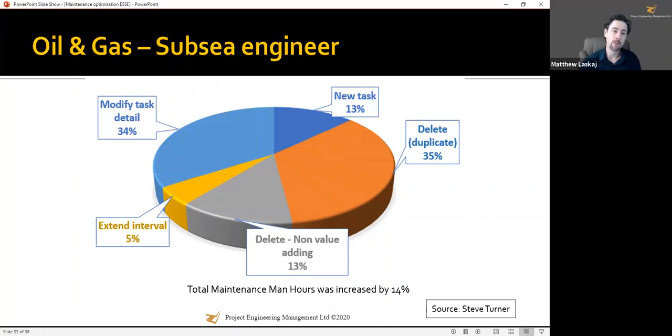34%, the detail was modified, and 5% they extended the intervals. Only 13% new tasks were introduced. Okay, so I did this in a refinery. Just trying to think about which example I was talking about. I did this in a refinery, and I reduced the amount of hours that overhauls took, and I extended the intervals that the overhauls were done.